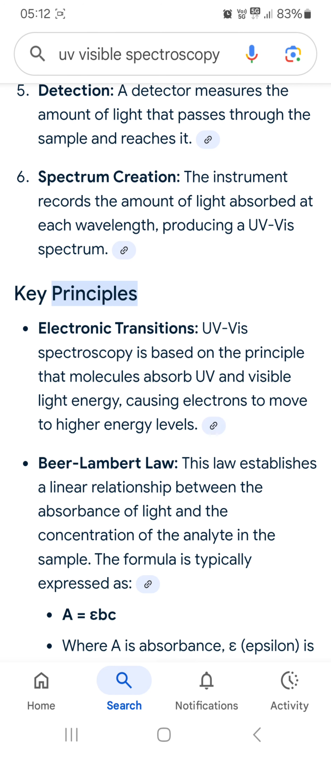Key principles. Electronic transitions. UV-VIS spectroscopy is based on the principle that molecules absorb UV and visible light energy, causing electrons to move to higher energy levels.